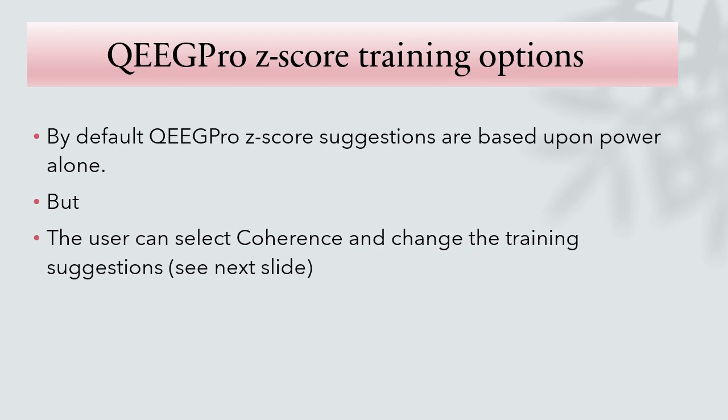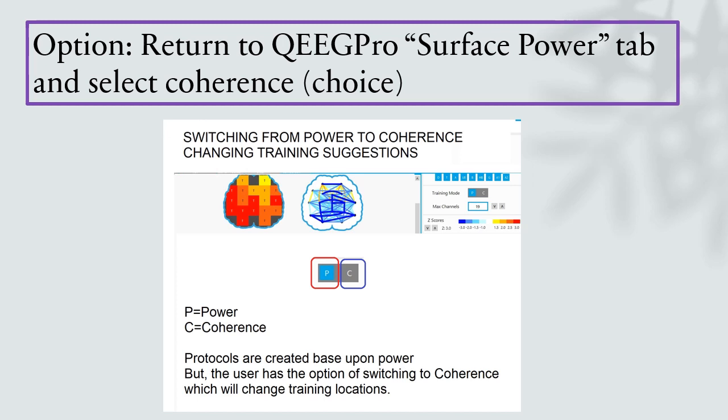Let's zero in on QEEG Pro Z-score training options. By default, Joule creates protocols or generates protocol designs based upon power alone. But the user has the option to change that foundation from power to coherence, as shown in the next slide. So now that we have seen our list of protocol suggestions in the client report, we still have the option to do a number of things.